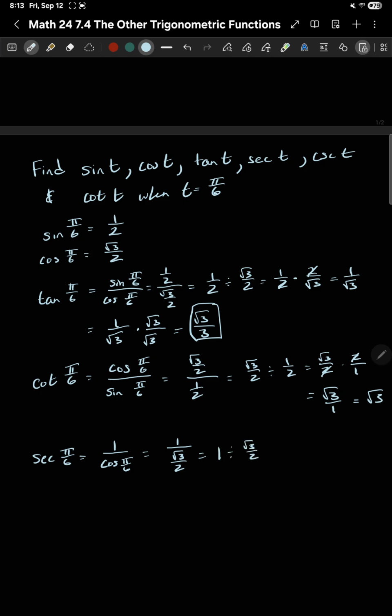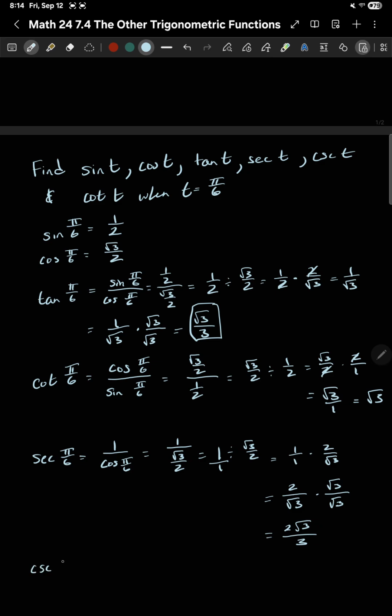And so you might be saying, well, 1 isn't a fraction, but every whole number is a fraction. Just write it over 1. And so we have 1 over 1 times 2 over the square root of 3. And so we just end up with 2 over square root 3, but we don't like radicals on the bottom, so we multiply by square root of 3 on top and bottom. We get 2 square root 3 over 3.